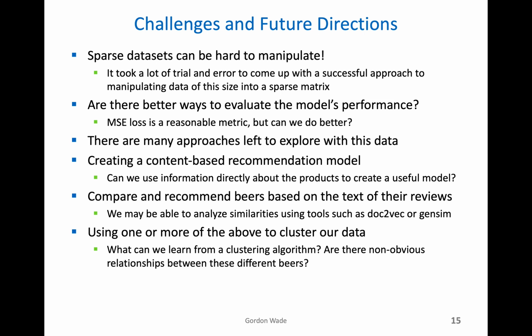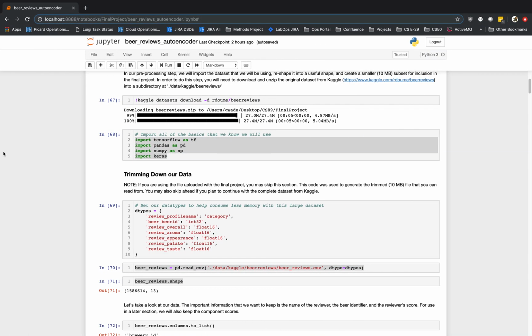The other thing that I was personally interested in doing was compiling some text reviews of these beers and seeing if we could cluster them or compare their similarity using a tool like Doc2Vec or Gensim, like we explored in this class a little bit. So I think it would be very interesting to use one or more of the above to cluster our data and just see what we can learn about how these different sets of beers fit together. And with that, let's go ahead and take a look at some of the code.